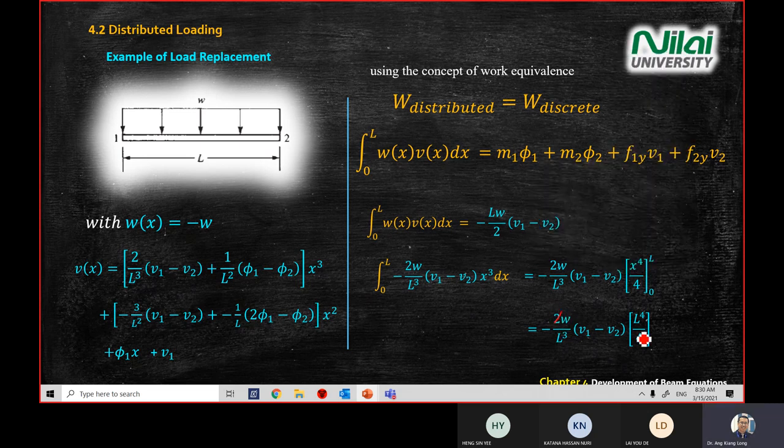If you cancel 2 and 2, you cancel the L, and you only get L here. So from this one, you get the first term of your equation. You repeat the same for this term, this term, this term, this term, and this term. You'll get the answer on the screen.